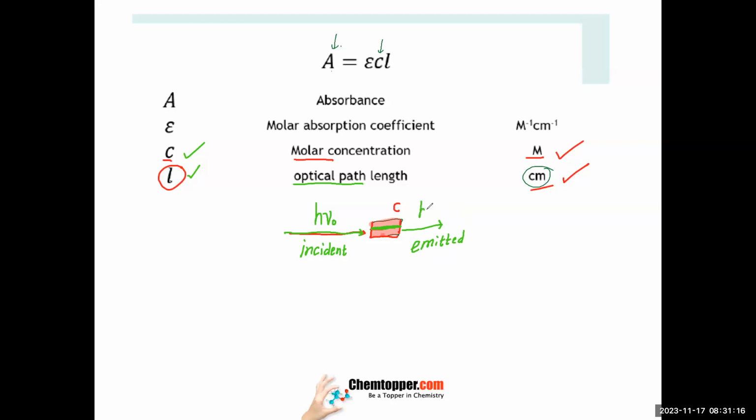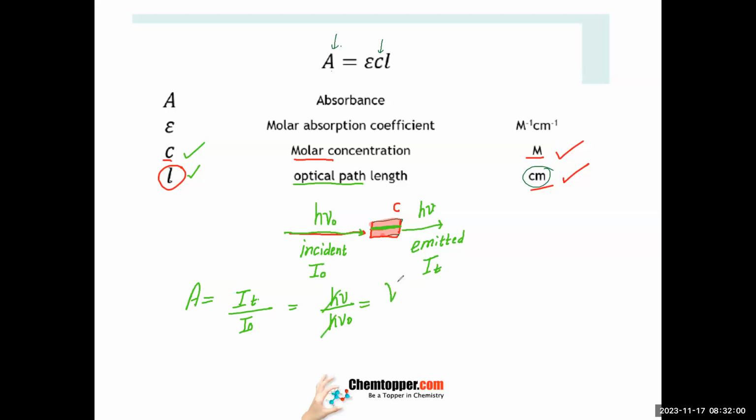Let's say that light is hν. If I represent incident light as I naught and emitted light as It, then absorbance is defined as, what is absorbance? The one which is not part of the emitted. It is defined as the ratio of It, the light which is emitted, divided by I naught. It you can say hν, I naught you can say hν naught, h cancelled.